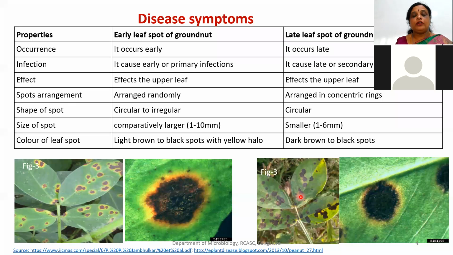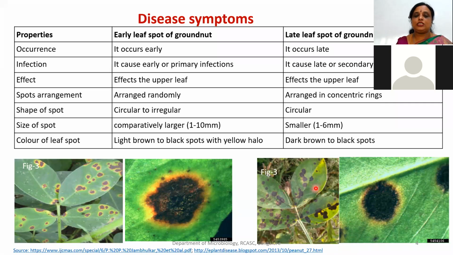However, in the case of late leaf spot caused by Cercospora personata, the spot is charcoal black in color. You may or may not see the yellow halo on the outer surface of this particular spot. That is the characteristic feature. And another important thing we can see here is at the lower surface, you can see the infection of Cercospora arachidicola even at the lower surface.